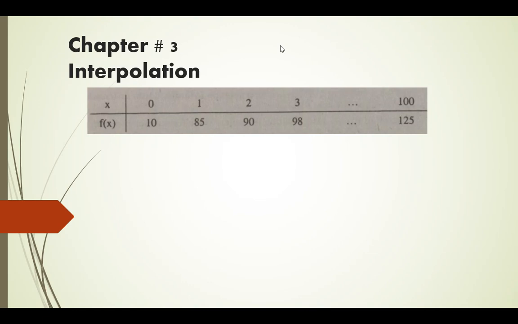These values of x are called arguments. These are called arguments, and this is f of x, a function which will be given to you, or whose values will be given to you. For example, these are the functional values: 10, 85, 90, 98, and so on. It is not necessary that these values are assigned to f of x, but this is just an example. So these are the values of f of x.